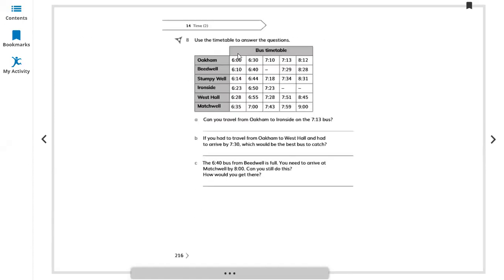Question number 8. Use the timetable to answer the question. Can you travel from Oham to Ironside on the 713 bus? Oham to Ironside. No. It's coming but not arriving at this. There is no stop. Simple, right? No.